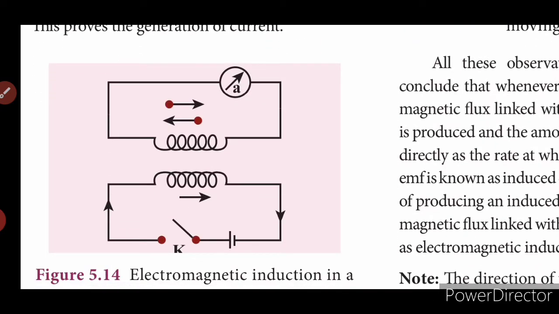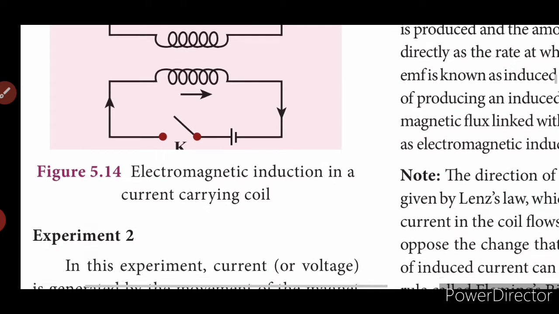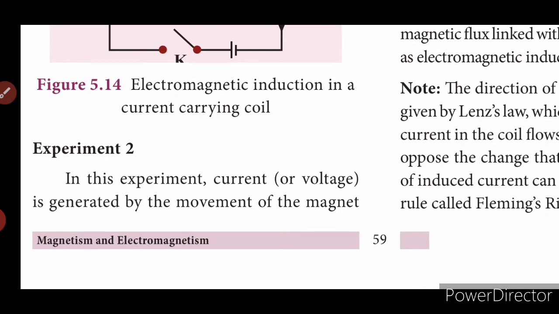See the diagram. This is how the circuit was arranged. There is a resistor and a key, then you have the ammeter, and a galvanometer to find the deflection of the current. Whenever the switch is on and the switch is off, there will be a deflection in the galvanometer. This is the first experiment he did. He found that whenever the current is on or off, there is a deflection in the galvanometer.